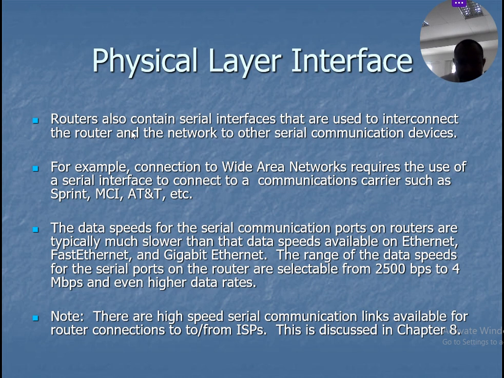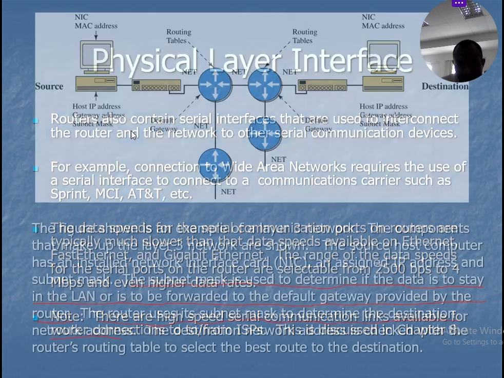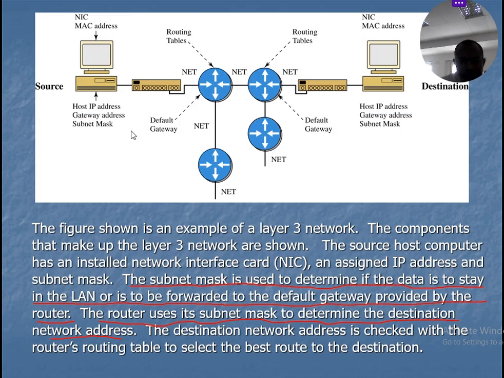So we've talked about this range. The data speed for the serial port on the router ranges from maybe 2,500 bits per second to 4 megabits per second, or even higher data rates. So you can see the serial communication links' speeds are not so high, although we have higher ones up to 8 and so on, that we will treat in the next chapter. So you can see a router connects different LANs, different local area networks.